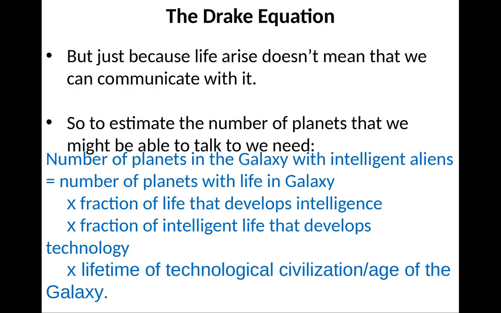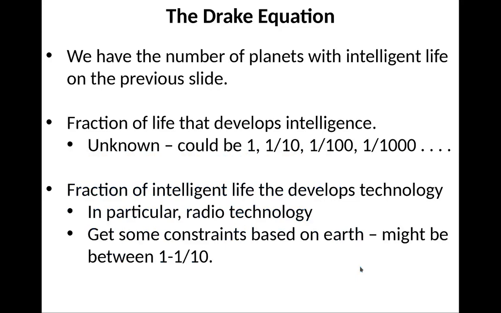All right, so now we want to ask the number of planets in our galaxy with intelligent aliens. We start with the number of planets with life in our galaxy, which we just determined is 10^8, or 100 million. We multiply it by the fraction of life that develops intelligence, times the fraction of intelligent life that develops technology, times the lifetime of a technological civilization divided by the age of the galaxy. Okay, so we've determined the number of planets with life from previously.